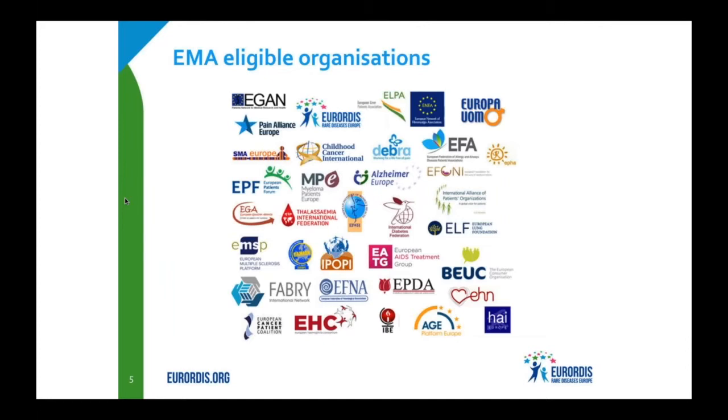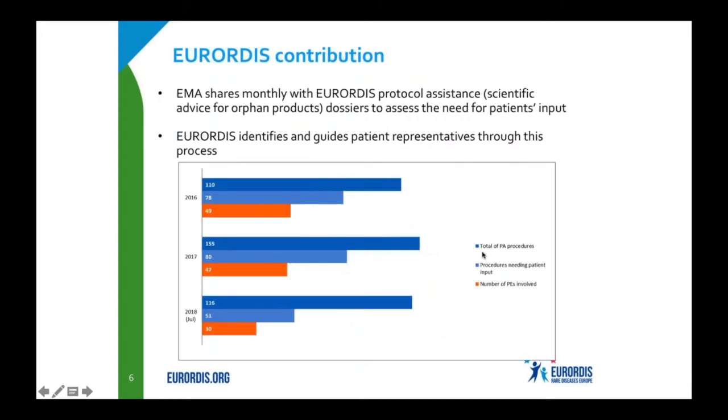The EMA works through a network of eligible organizations which fulfill a series of criteria set by the agency, like, for example, being an umbrella organization and having the scope across the EU, and having an interest as well in medicines development, and being transparent on the funding and the grants they receive. Next slide, please. As a practical example on the Eurordis contribution, Eurordis is an eligible EMA patient organization.